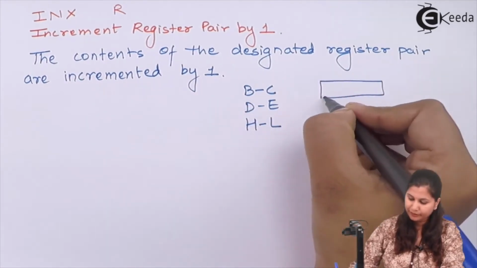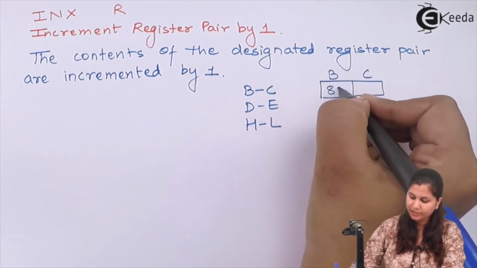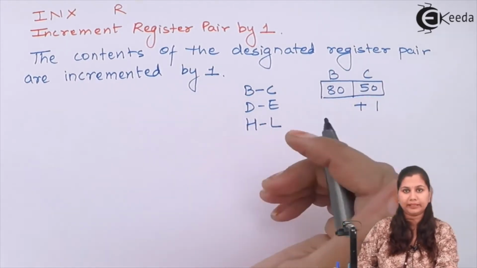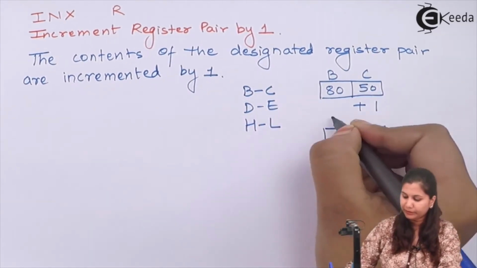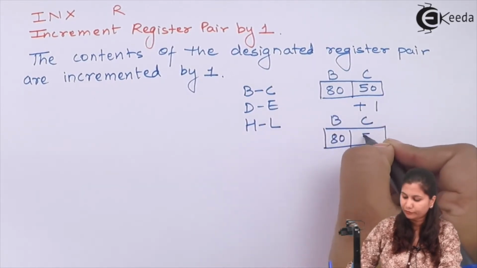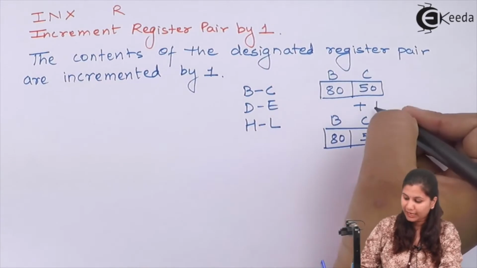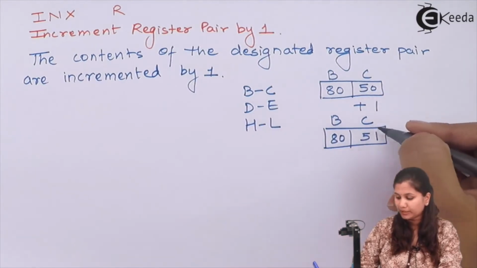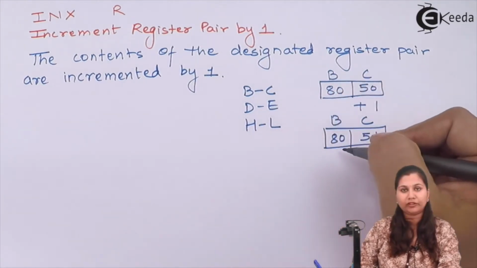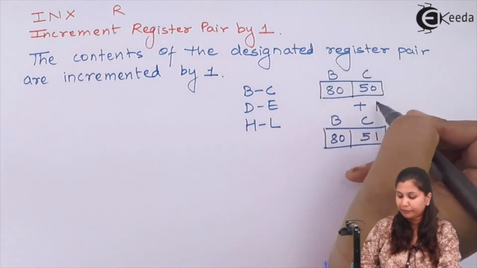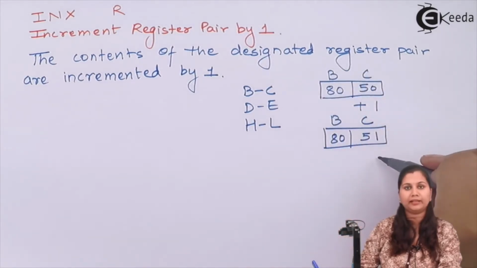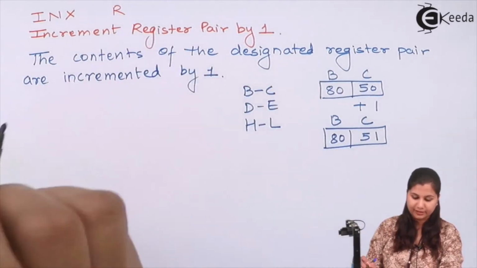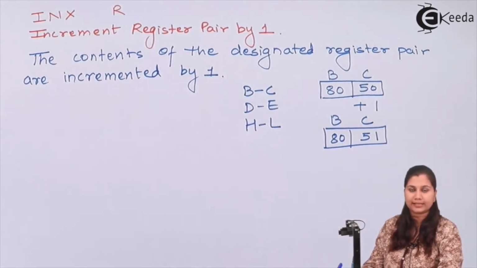Let's take an example. If we have in the BC register 8050, then it will be incremented by 1, and the result will be that BC will have 8051, because we will add this 1 in the lower order register. C is the lower order register, so plus 1 will make it 51 and 80 will remain as it is. So this complete register pair is incremented by 1. So we can use this INX instruction to increment the register pair, and the result is stored at the same place.